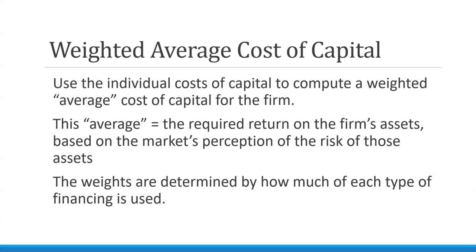Once we have all of the component pieces, our cost of equity, our cost of debt, and our cost of preferred stock, we use those individual costs of capital to compute a weighted average cost of capital. Weighted average cost of capital is also called WACC. This average is the required return on the firm's assets based on the market perception of the firm's risk. These weights are determined by how much of each type of financing is used by the firm.